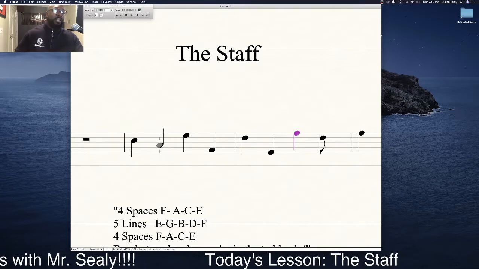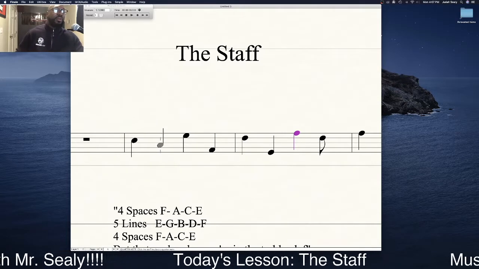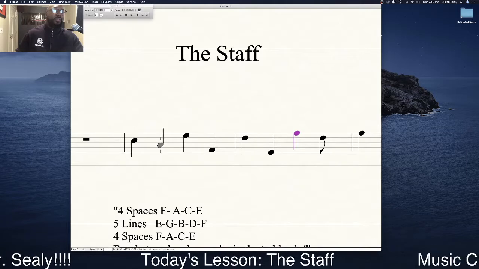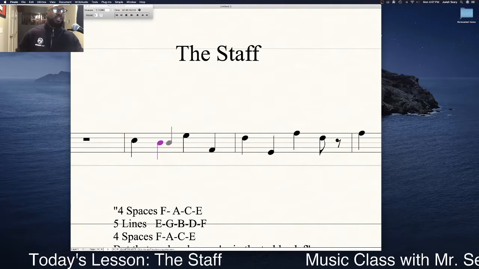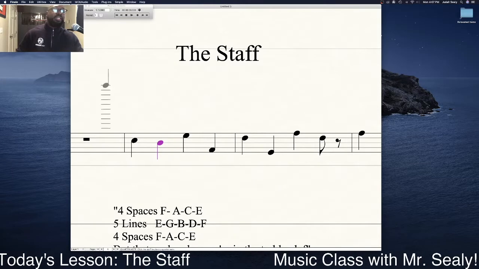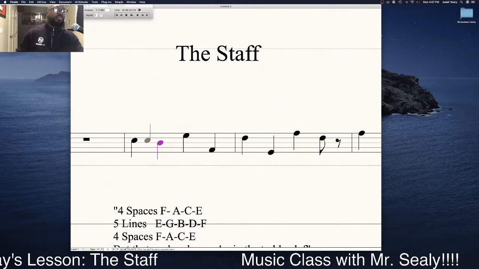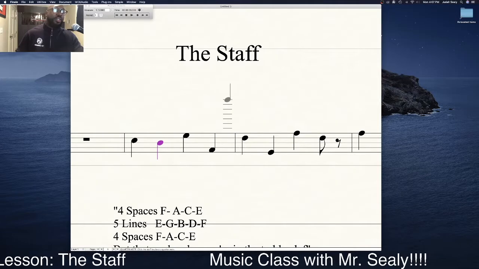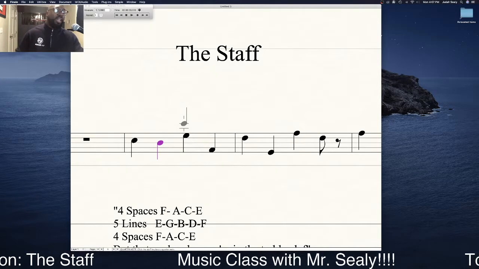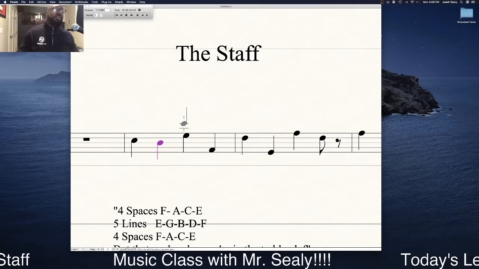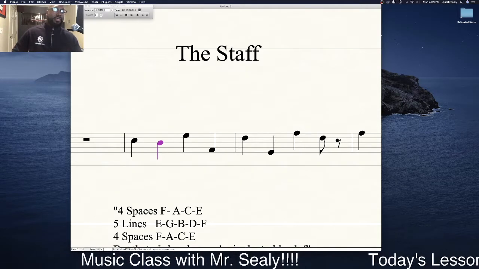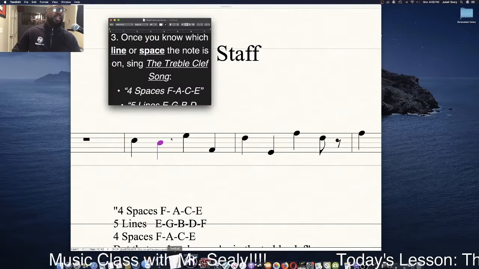Okay, so you can mix and match. It can't just only be lines. Each measure can have lines or spaces. So I can move this note here, move that there. You can have all kinds of different notes. It doesn't mean they can only have spaces in one measure and then lines in the next. Nope, you can have whatever you want. But for learning purposes, I'm just doing spaces and then lines, okay? So now we're gonna go to our third step.